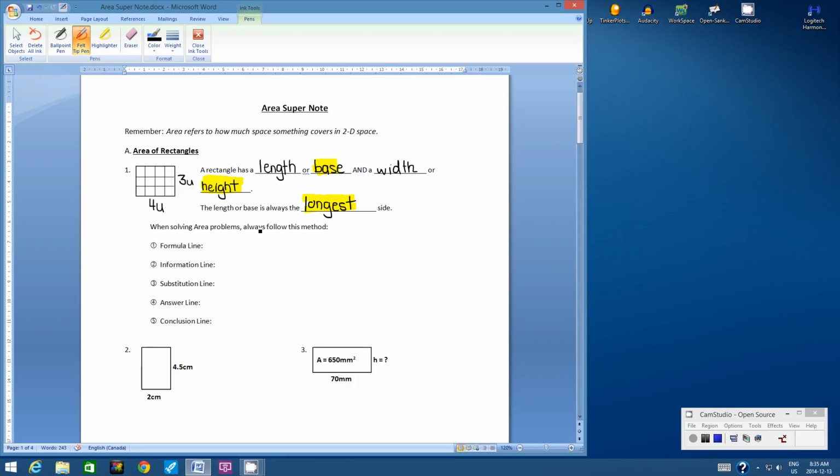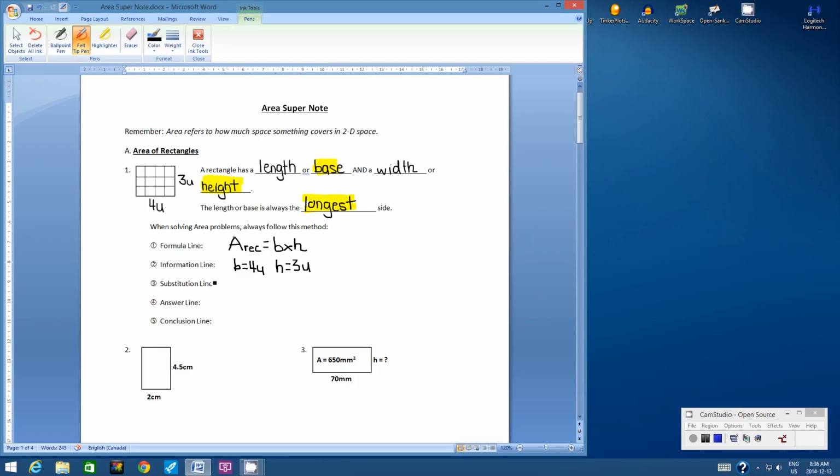When solving area problems, always follow this method. We have a 5-line method here. Line 1 is the formula line. The formula is area of a rectangle equals base times height. Line 2, the information line. Write down what we know. We're given the base measurement, which is 4 units. We're given the height measurement, which is 3 units.